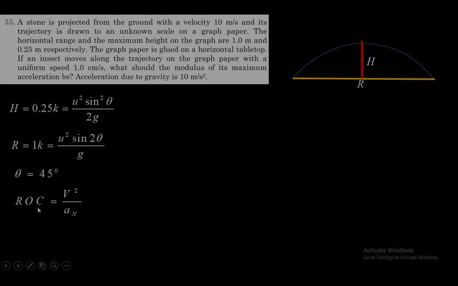Now we know the radius of curvature is given by this formula: v squared over normal acceleration. Put the value of theta in the expression for h and find k. k is 10. So the actual values are 10 times larger than the values shown on paper. This is the meaning of that.